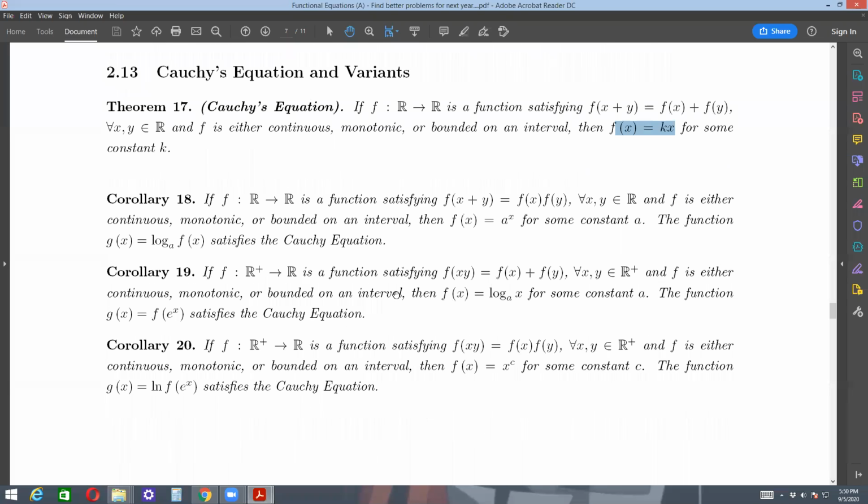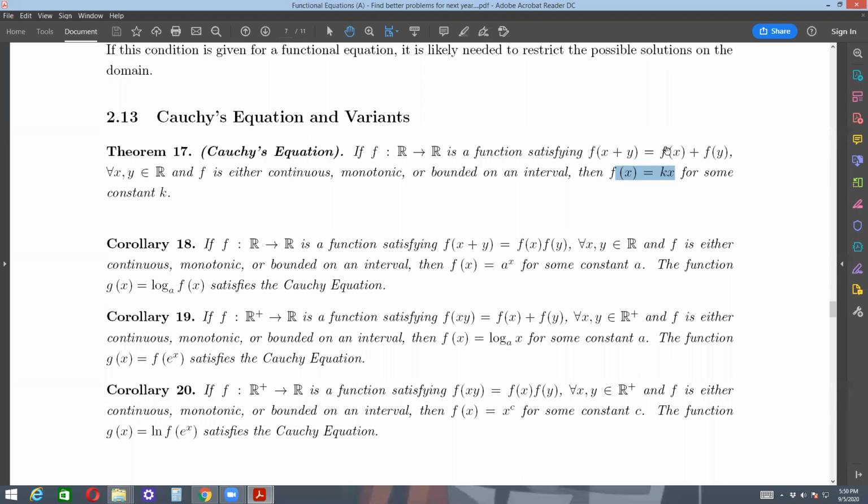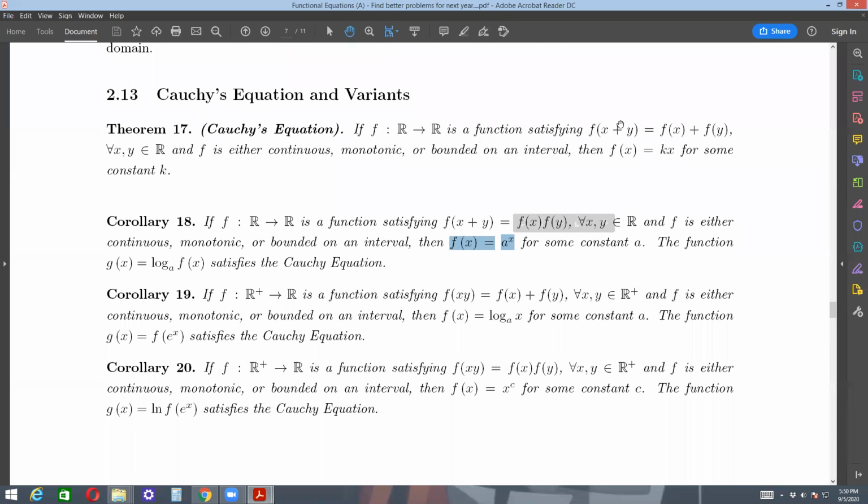And then these are variations of Cauchy's equation. Instead of addition on the right-hand side, we have multiplication. In that case, the solution is a to the power of x for some constant a. And then instead, on the left-hand side, instead of addition, you could have multiplication. And the solution is log base a of x. Now, you could use laws of logarithms and change the base and say this is some constant times ln x if you wanted to.